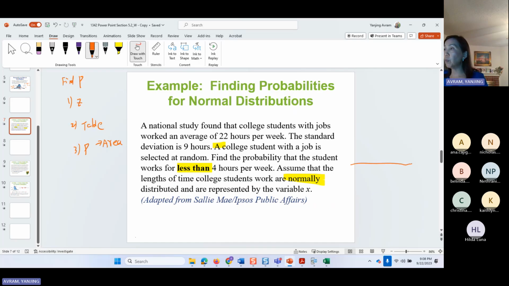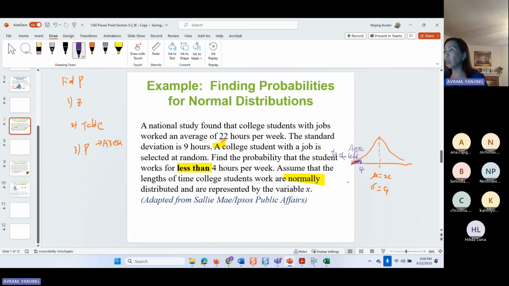So I like to draw a little bell curve, and then I write down everything I have from the question. My mean here is 22, the average is 22 hours. My standard deviation is 9 hours. And I want to find a student that works less than 4 hours. So 4 is less than 22, so it should be on the left side. What does less than mean? That means the area to the left. If you have an area to the right, it's greater than 4 hours. So this is the area to the left.